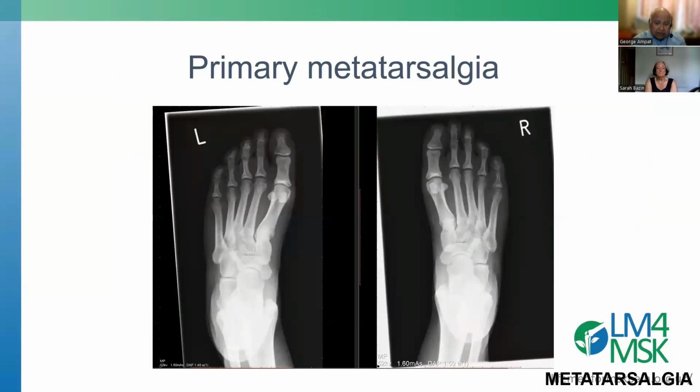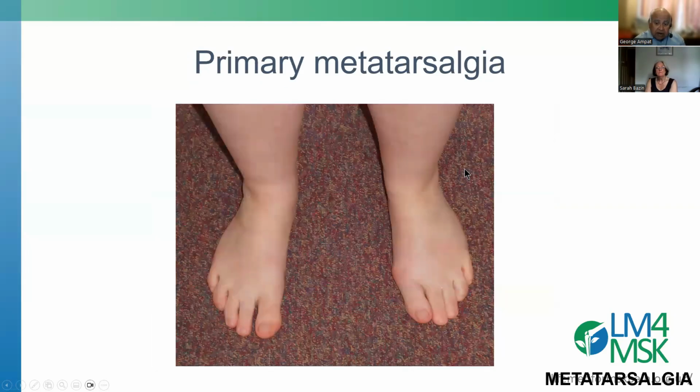So this is the X-ray, and you can see the first metatarsal is short and the second metatarsal is long. Because the second metatarsal is long, as the person is walking, the head of the second metatarsal is going to land on the ground first, and when it lands on the ground, it's taking more weight than what it is normally meant to take, and that is why they get callosity underneath the foot.